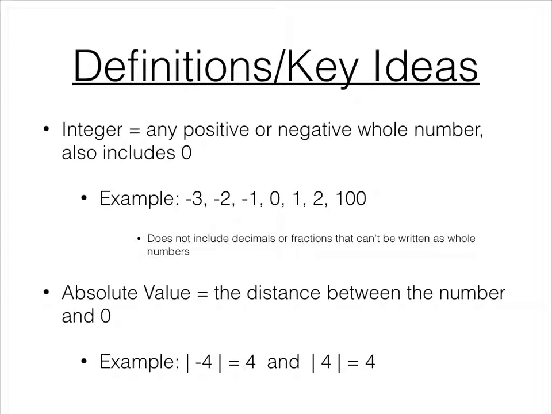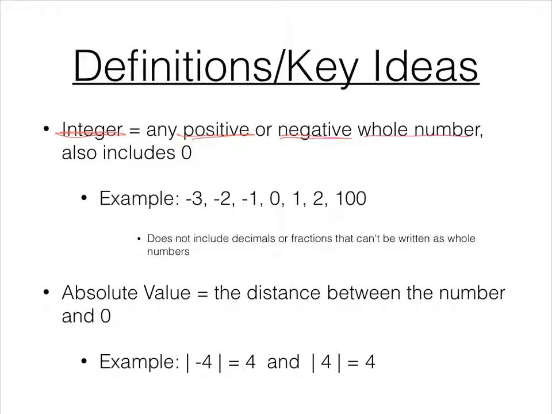Definitions and key ideas. So first definition we have is for an integer, and an integer is any positive or negative whole number, and that also includes 0. So our counting numbers, but also negative numbers. So for example, we have -3, -2, -1, 0, 1, 2, 100. All of these are positive and negative, and they're whole numbers, so they're also integers.